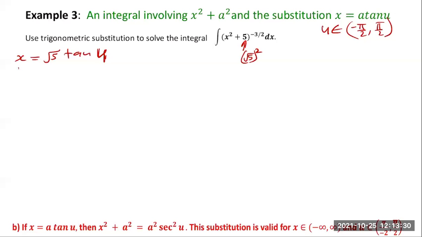For later use, I'm going to find my tan u right now. Tan u is equal to x divided by square root of 5. You will need that. And this will immediately give me dx. Dx is equal to square root of 5 times secant squared u du.